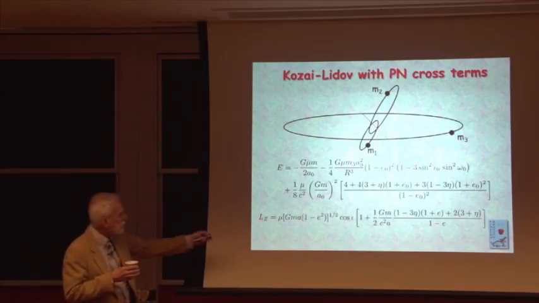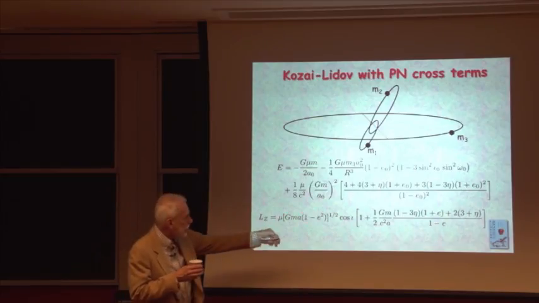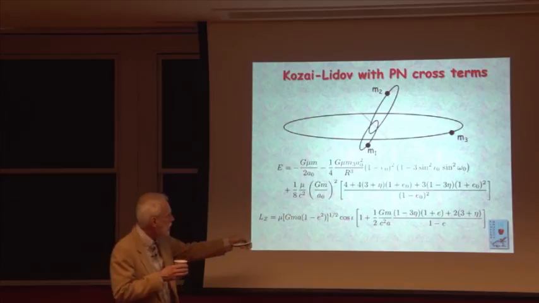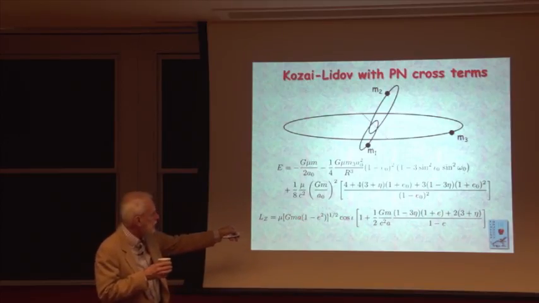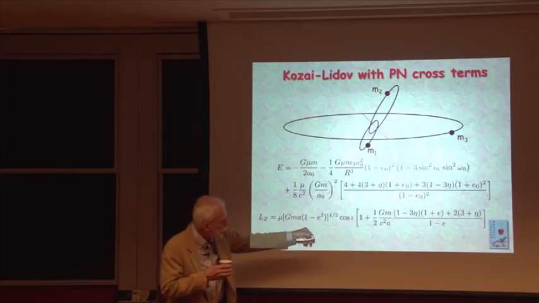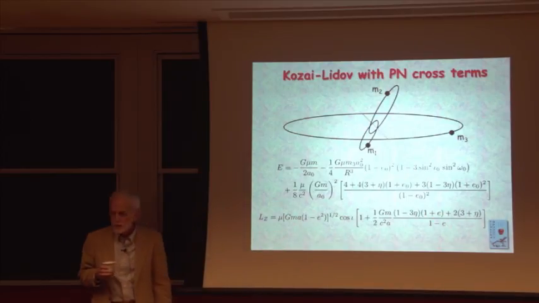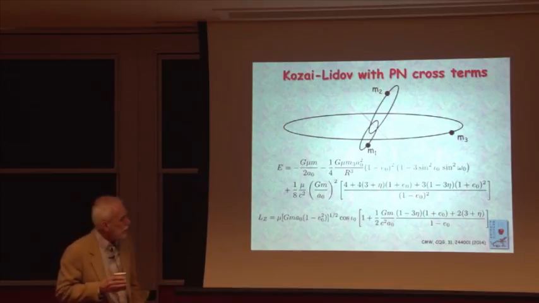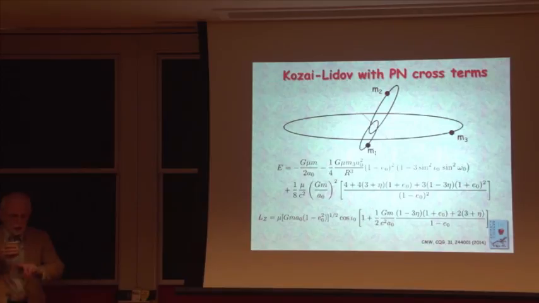Similarly, the angular momentum, the Z component, is this, but it does have a post-Newtonian correction. And once again, these variations in A due to cross-terms are needed to compensate for Kozai variations in E here to make LZ conserved also. So you again get something that truly is constant, even though the pericenter of the binary is precessing.